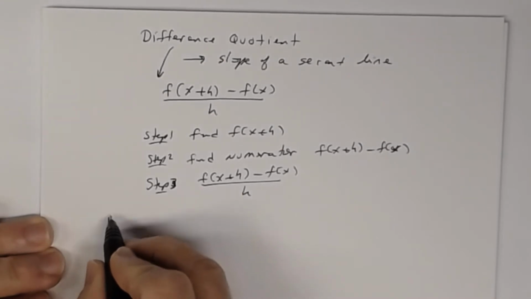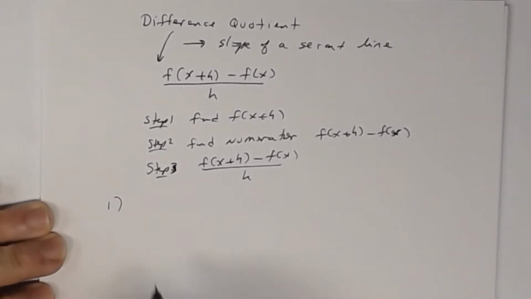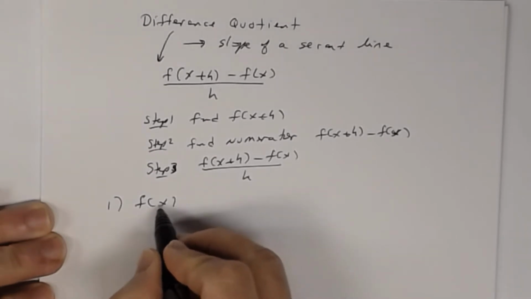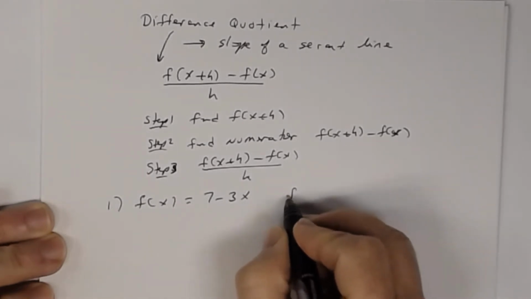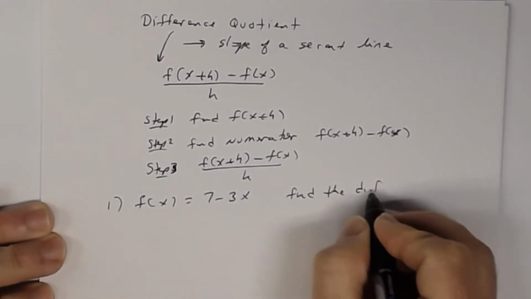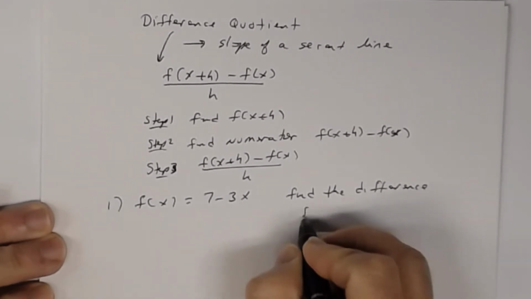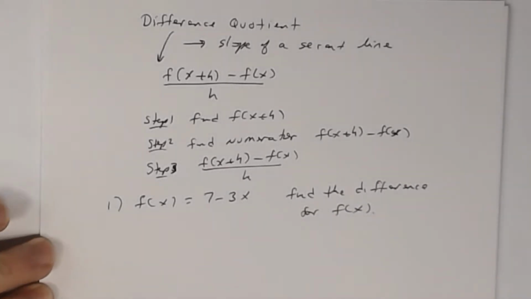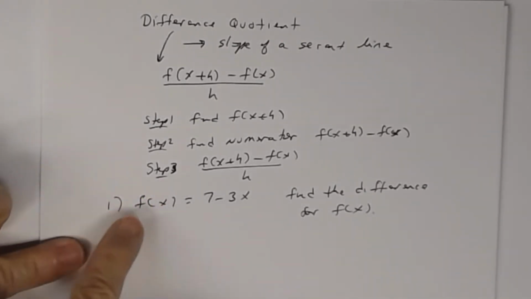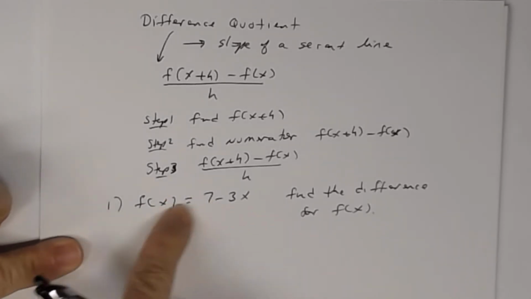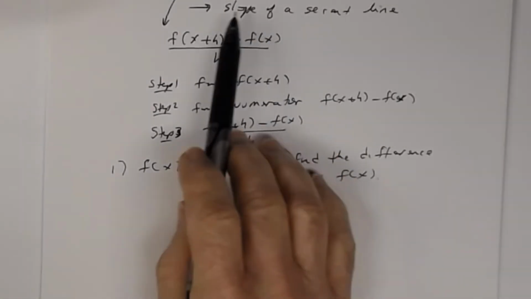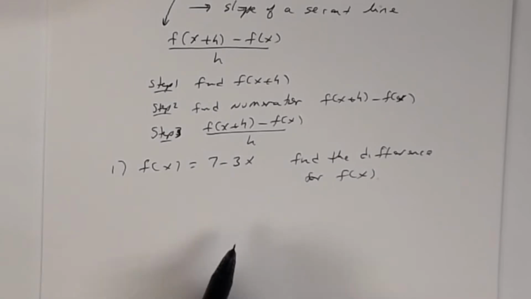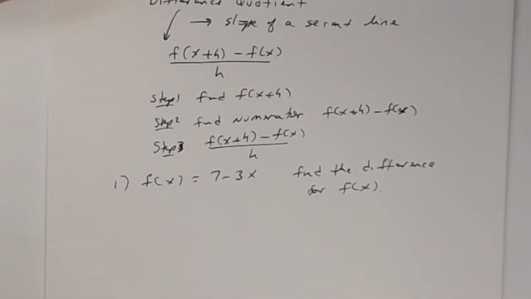So we're going to look at a linear function first. Number one, let's suppose we had f of x equals 7 minus 3x. And the direction is going to say find the difference quotient for f of x. So find the difference quotient for this function. Remember, the difference quotient means finding the slope of the secant line to this function. You're going to understand that a little bit more in another course, not in this one.